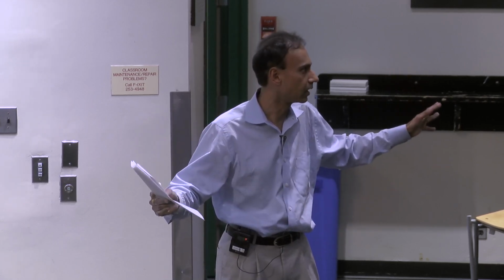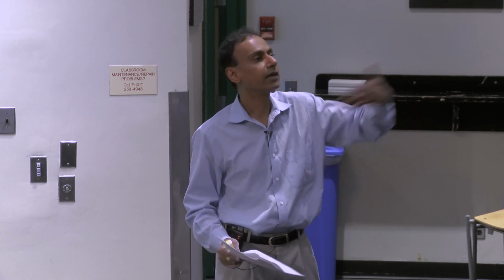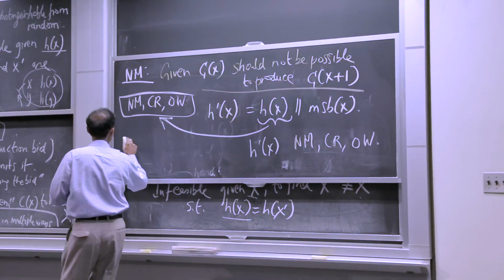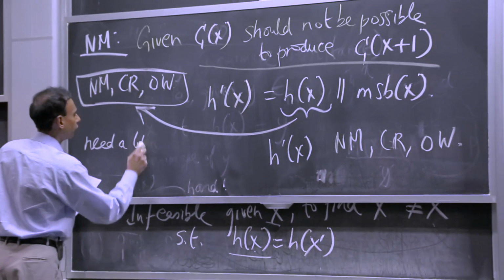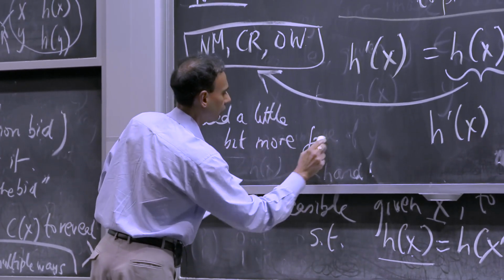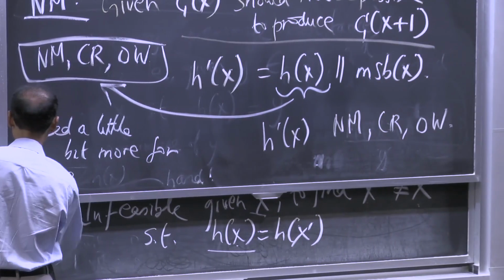No, obviously not, because if I publicize this hash function, remember everything is public here with respect to h and h prime, you are giving away the most significant bit that corresponds to your bid in this particular hash function, right? So you really need a little bit more than these for secrecy, for true secrecy. Okay?